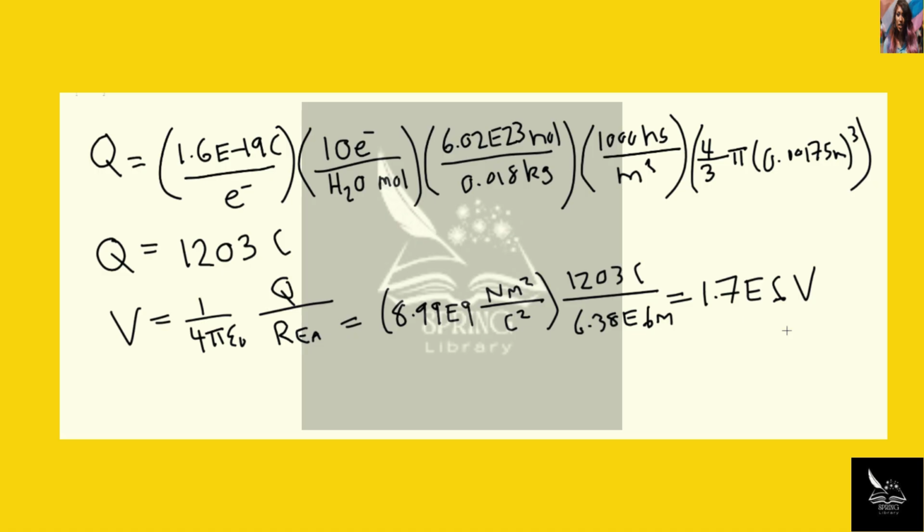So the difference would be literally 1.7 million volts, megavolts. So it's pretty significant, pretty large. All right, so make sure you understand these conversion factors, how we got all the way to the total charge lost due to the raindrop, and that's it.